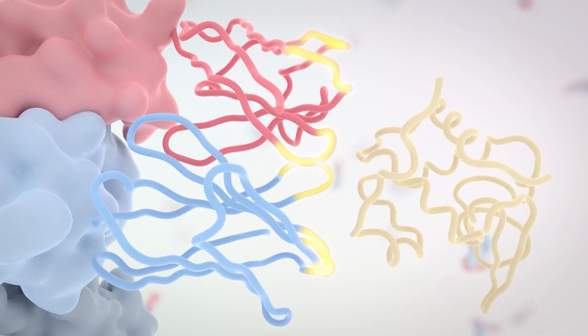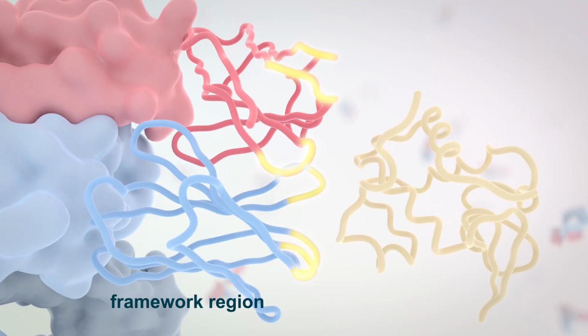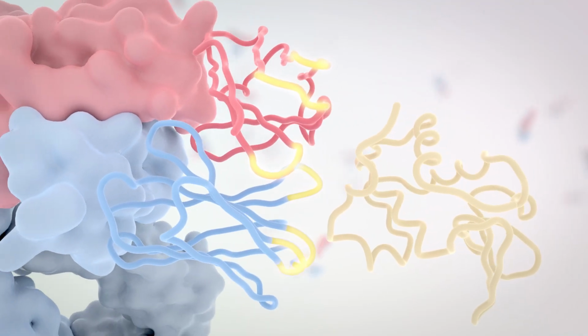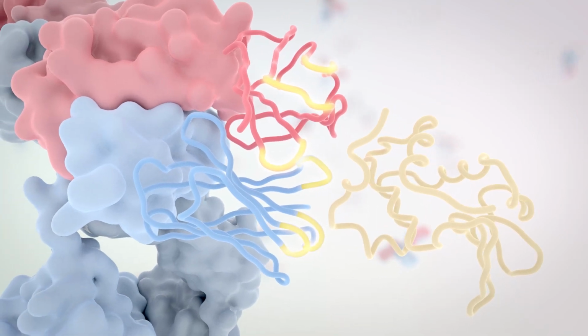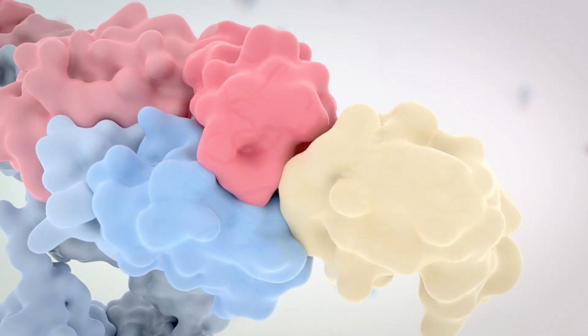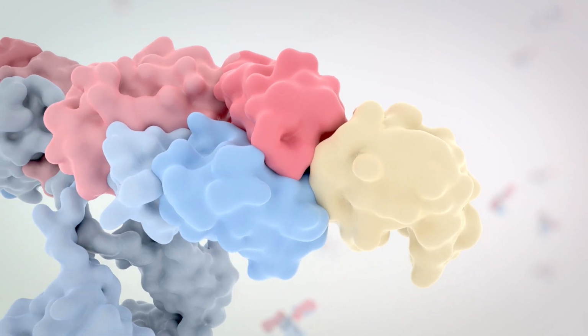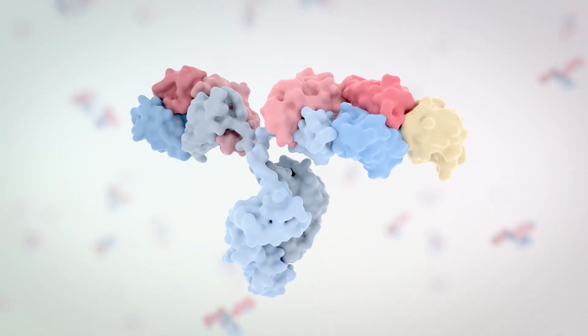Parts leading up to those tips are called the framework region. Most of the diversity between different antibodies is generated within the CDRs. Together, the 3 CDRs form the epitope binding site and determine the specificity of individual antibodies.